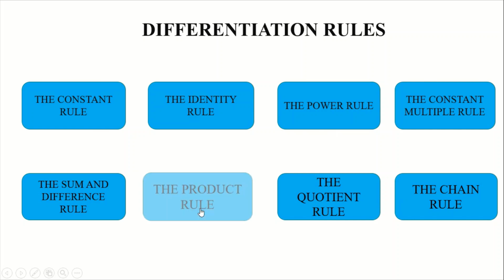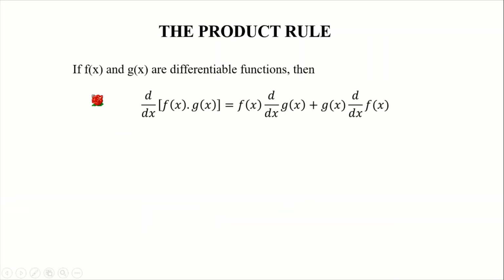Right? So ano nga ba yung product rule? So if f of x and g of x are differentiable functions, then d dx f of x times g of x is equal to f of x times the derivative of g of x plus g of x times the derivative of f of x. So anong ibig sabihin nun? So yung first function natin, i-times down natin sa derivative ng second function plus yung second function natin, i-times natin sa derivative ng first function.